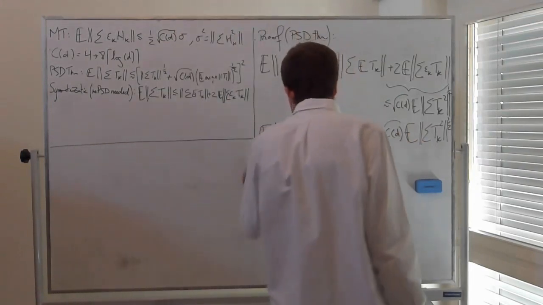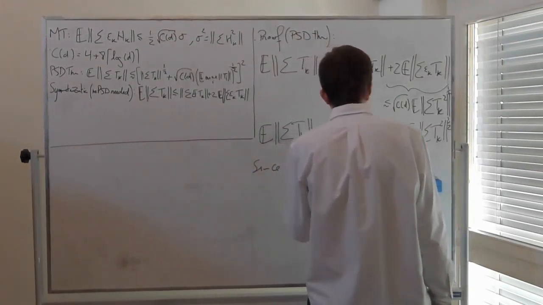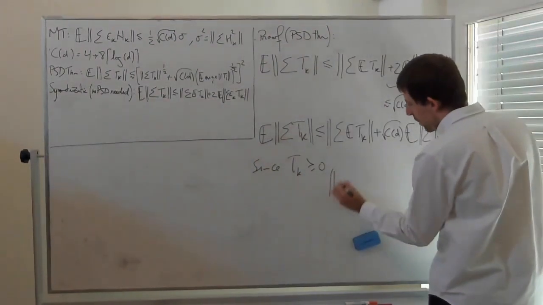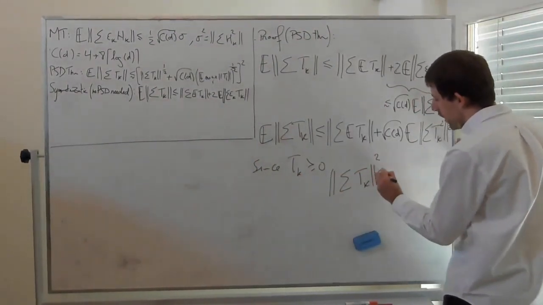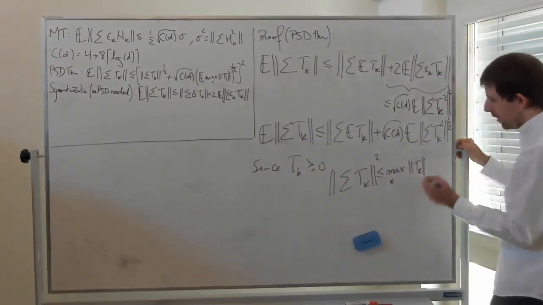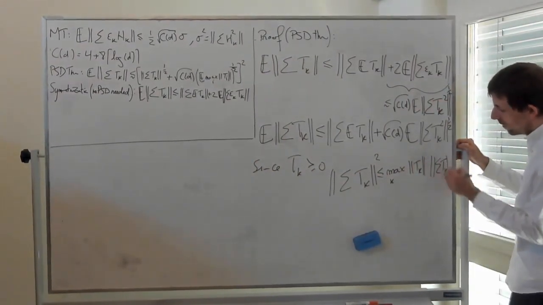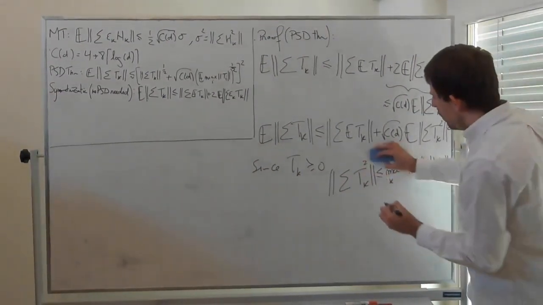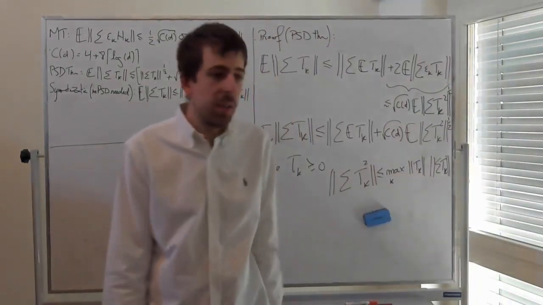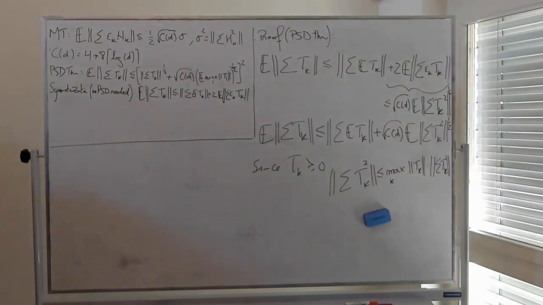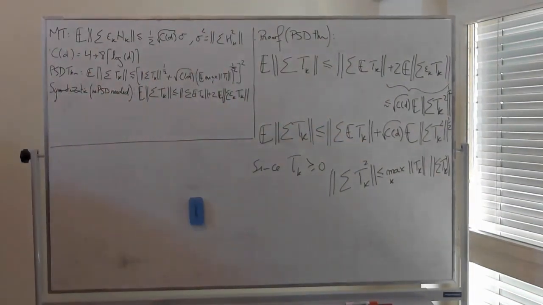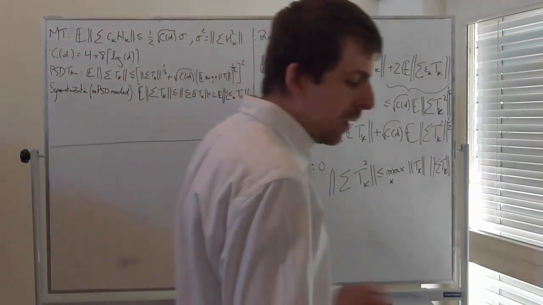Since the tk's are positive semidefinite, it's not hard to see that the spectral norm of the sum of the tk squared can be bounded by the maximum spectral norm of the tk times the spectral norm of just the sum of the tk's. If we have the sum of the squares, you can just bound it by taking the biggest term in spectral norm, and then the sum on the other side. Because they're positive semidefinite, there's no cancellation whatsoever. If they weren't, there could be cancellations here, but since there are none, this holds. And so now we're basically there.